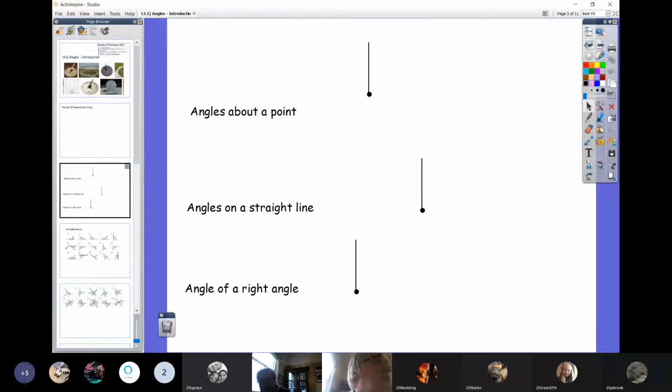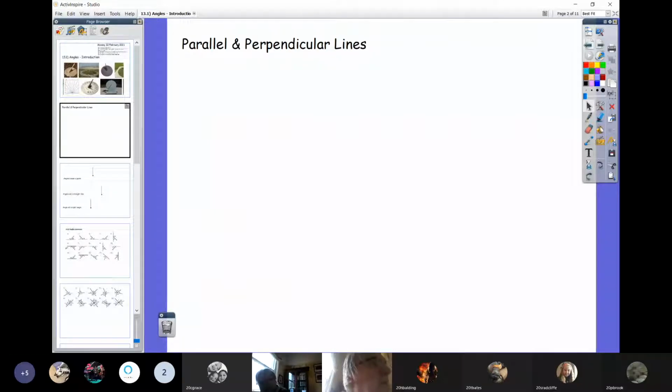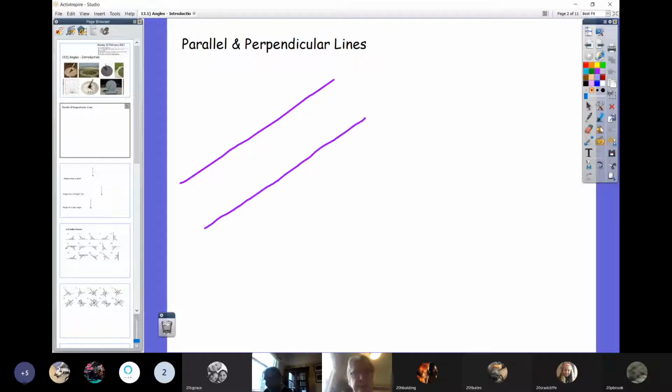What I first just want to check you're okay with, I'm sure you've come across this before, is what parallel and perpendicular lines are. So parallel lines are, of course, lines which will never touch. They're going side by side. They're like railway tracks, if you like. And the way that we make it clear on a diagram that they are parallel is we put arrowheads on them. So that means that they are parallel. Okay, so they are parallel lines.